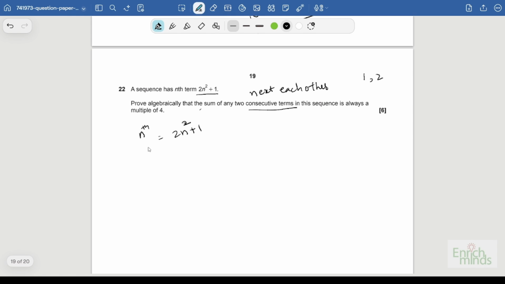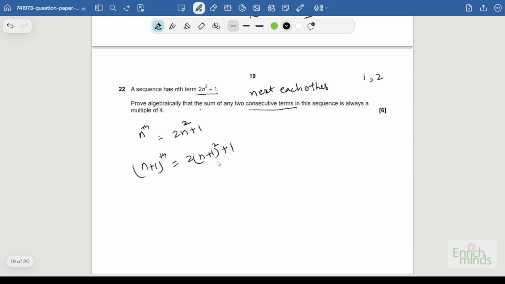Well, I can take n and the next consecutive term. If this is the nth term, what will be the next consecutive term? It has to be the n plus 1th term. So I replace n with n plus 1 to get the next term of the sequence. So that is 2(n plus 1) squared plus 1, replacing n by n plus 1. And then I have to find the sum of these two and arrive at some conclusion.